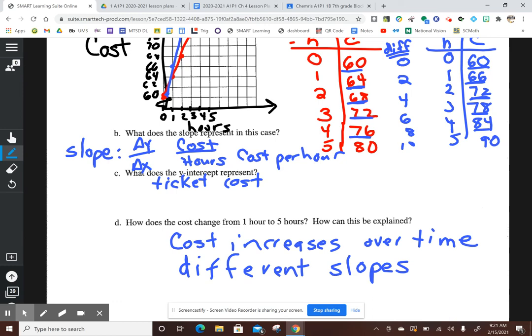Okay? So now I want everybody to try page 30 and 31 on your own. You're going to see that 30 has the parallel lines where the cost stays the same over time. And 31 is an example of different slopes, so they change over time. And I will post in the stream an answer key for both of these pages.